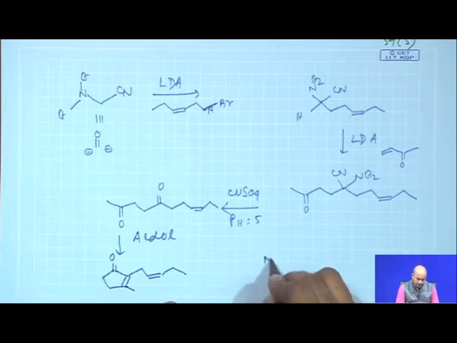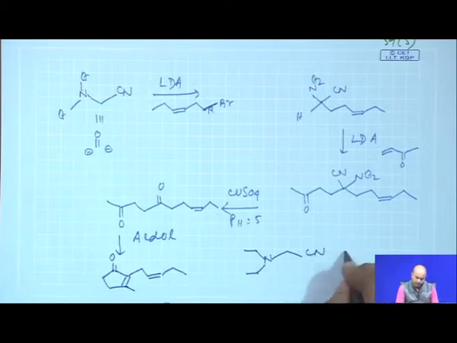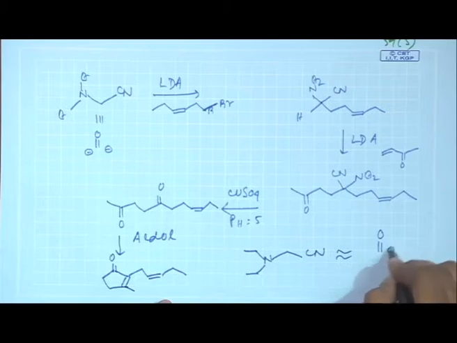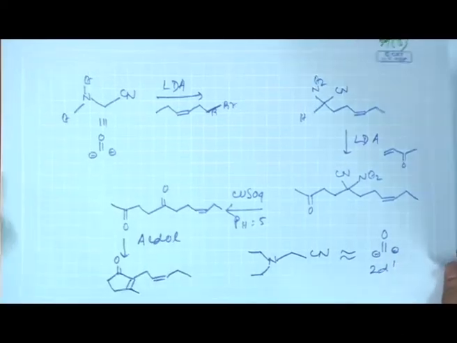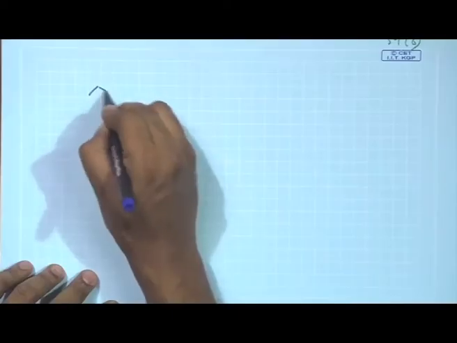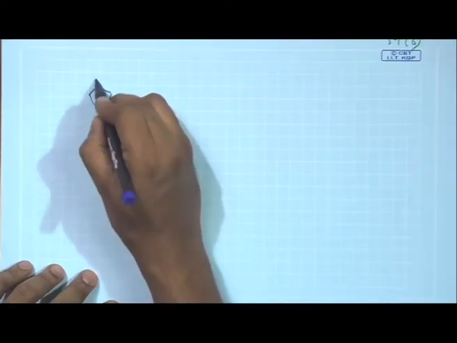So, what have we now formulated in this entire synthesis? If you have a diethylamino nitrile, it can be visualized as a 2d1 species. This is a very unique reaction to convert the synthesis. Now, the same compound, this particular jasmone, the cis-jasmone.